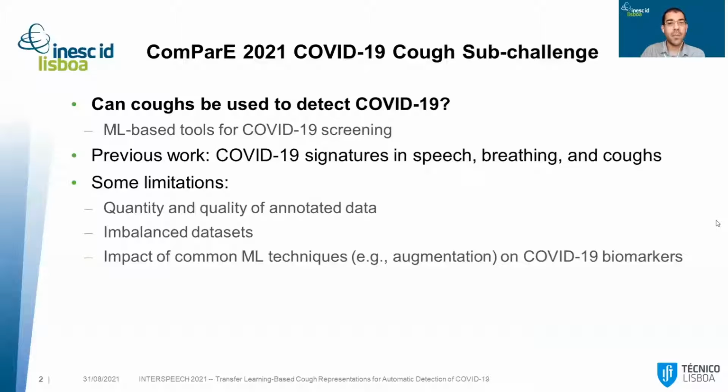We rely on the use of transfer learning to develop deep representations of CAFs. This challenge provides us with a common testbed to explore the possibility of using CAF recordings to automatically detect COVID-19. This question has been addressed by previous work, which point out specific signatures of COVID-19 in speech, breathing, and cough. However, results are still not conclusive for a number of reasons. Probably one of the main limitations is the scarcity of properly annotated data.